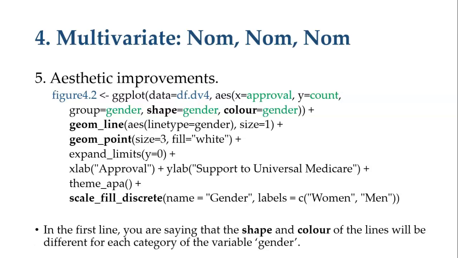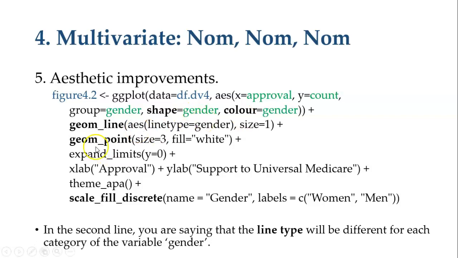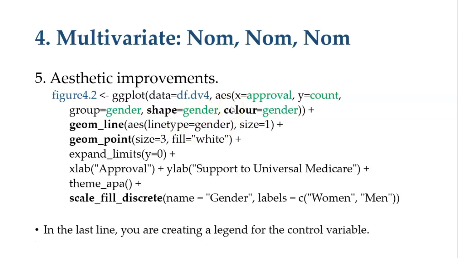Okay, a couple of things that are important is that you're saying here in the first line that the shape of the lines and the color of the lines will be different for men and women. So for the categories of your control variable. Another thing is that I play around the geom line and I change again. I'm gonna say here that the line type is gonna change by the different categories of your control variable. And also here I created this scale fill discrete, which is the legend of your control variable.